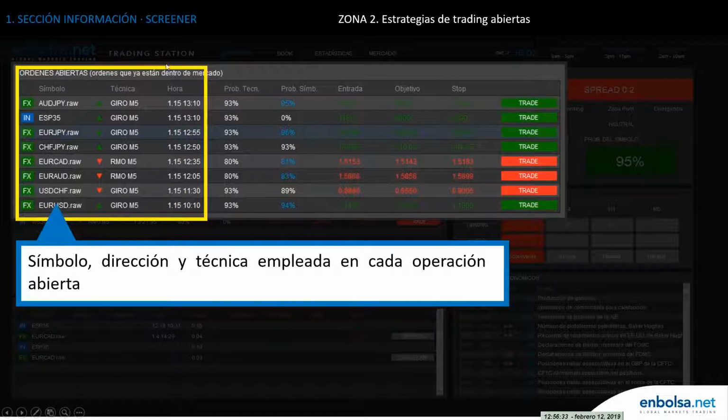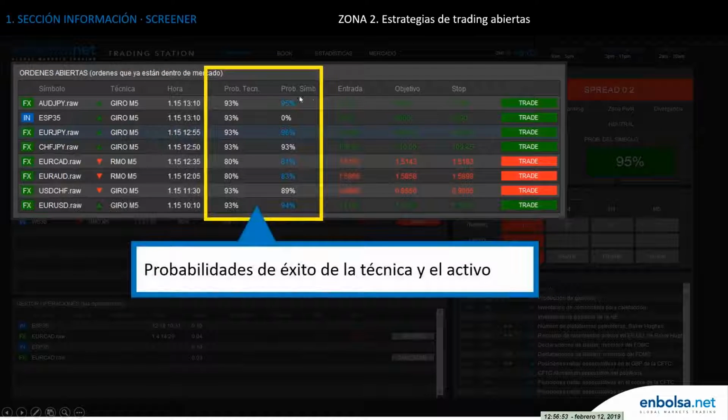For example, the last trade registered appears at 1:10 on the 15th of January. Therefore, 15th of January, 1:10 in the afternoon, the last trade opened was on Australian yen with a critical turn technique.